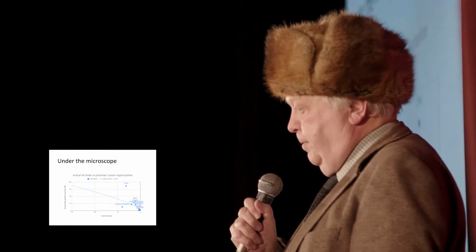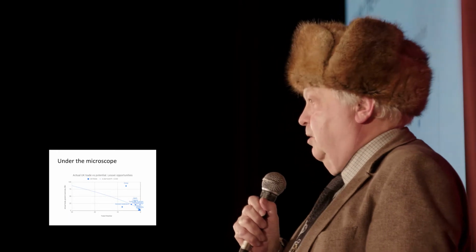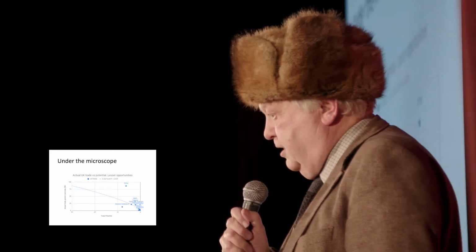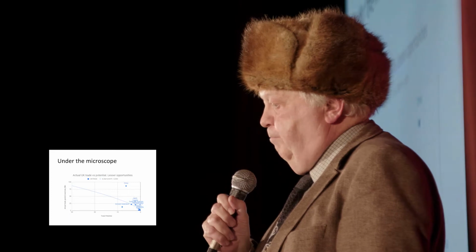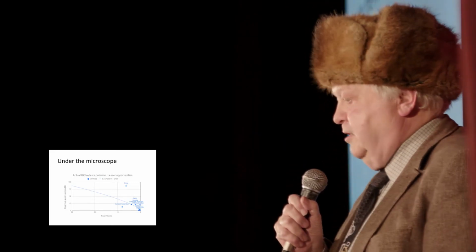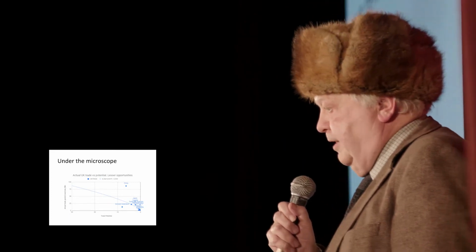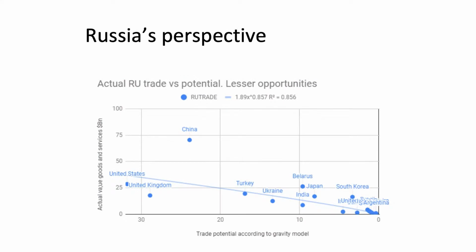Under the microscope, Russia, China, and Turkey are the next three potential trades, and we are doing 25 billion pounds a year less trade with Russia than we should be doing. It's the biggest single anomaly. From Russia's perspective, it's very similar. The UK is also Russia's third largest potential partner. And again, it's a huge gap. We are losing billions of trade. What's going wrong?